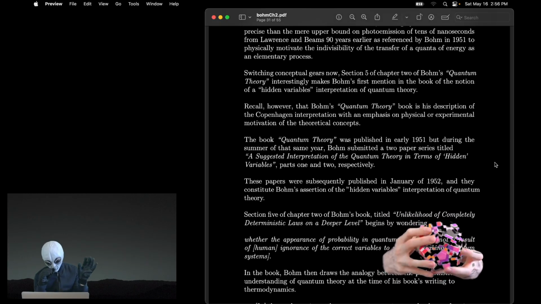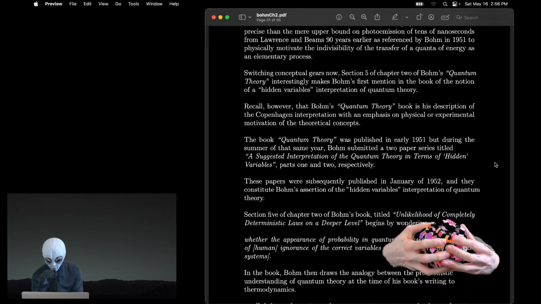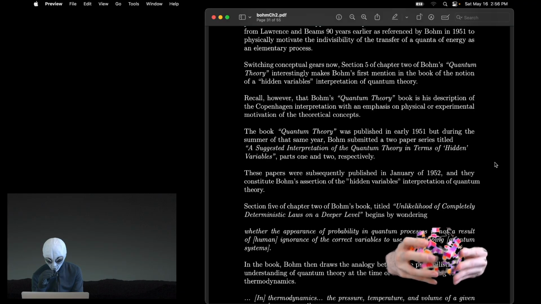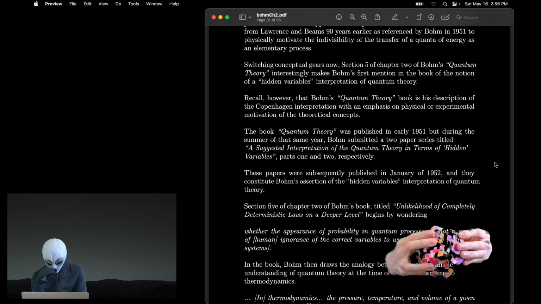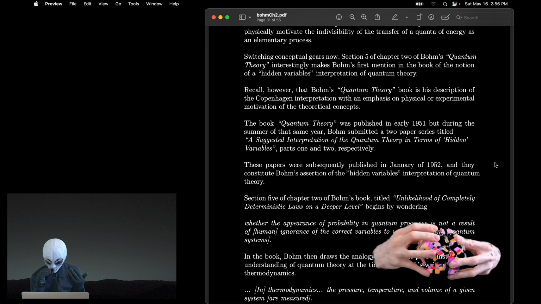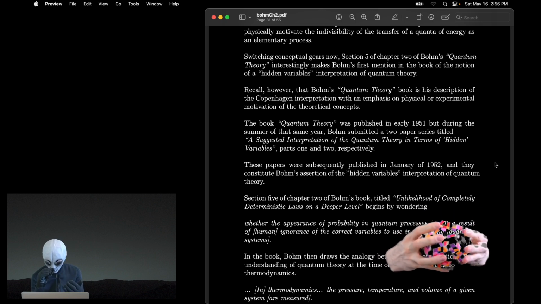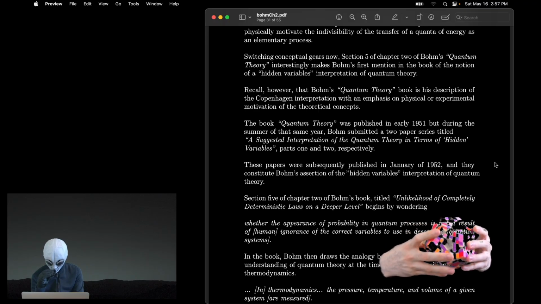Switching conceptual gears now, Section 5 of Chapter 2 of Bohm's Quantum Theory interestingly makes Bohm's first mention in the book of the notion of a hidden variables interpretation of quantum theory. Recall, however, that Bohm's Quantum Theory book is his description of the Copenhagen interpretation with an emphasis on physical or experimental motivation of the theoretical concepts.